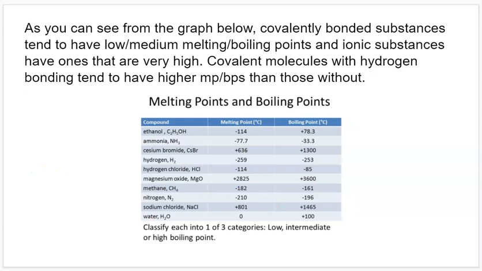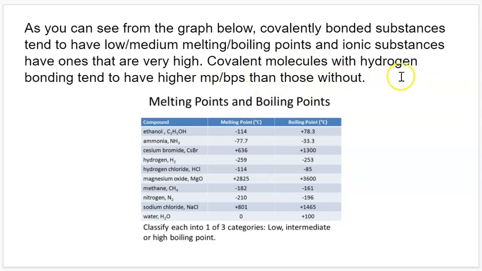If we look at the table below, we can see the varying melting and boiling points between different types of substances. There are a couple of covalently bonded molecules like ethanol, ammonia, and hydrogen chloride, and you can see that their melting points and boiling points are a lot lower than, say, cesium bromide, which is an ionic substance. So you'll generally see that ionic substances have very, very high melting and boiling points, whereas covalent molecules tend to have much lower.